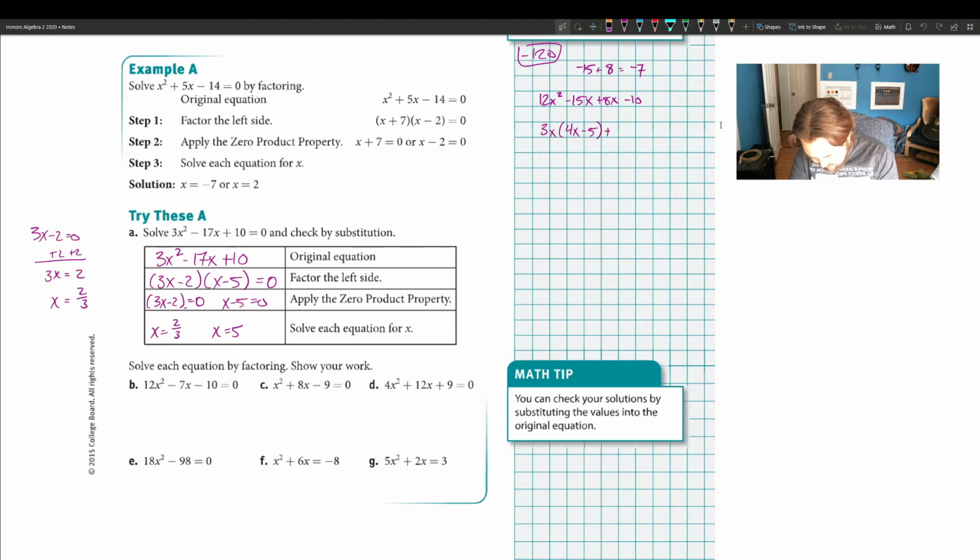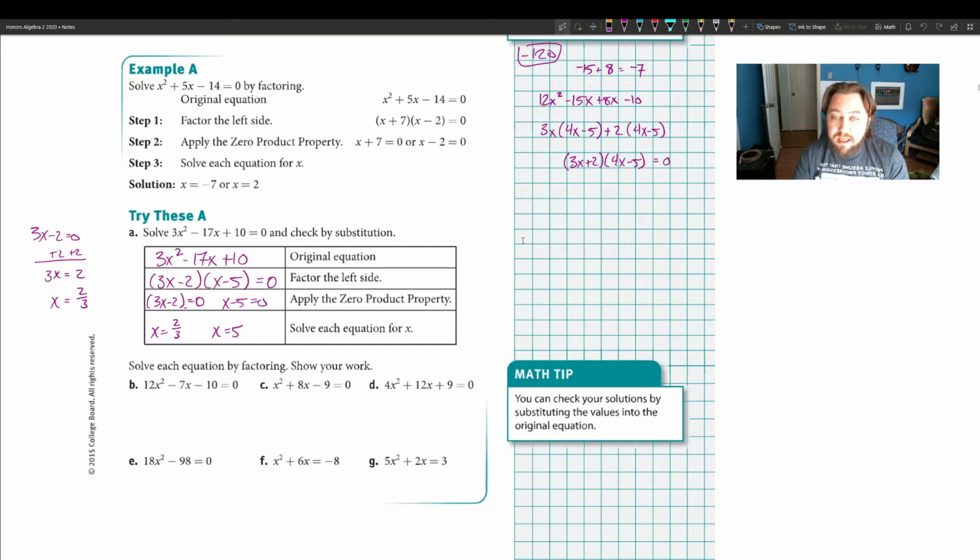And we will get 4x minus 5. And then we'll group those two together. And we'll get 3x plus 2 and 4x minus 5. And I didn't pull the 0 down. I was just being lazy. I'm going to put the 0 back on there now.